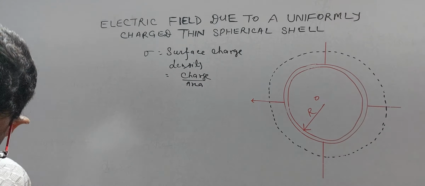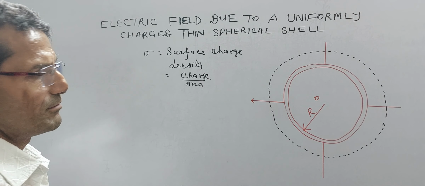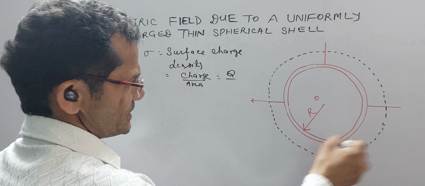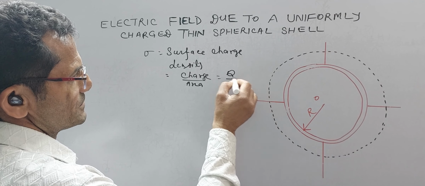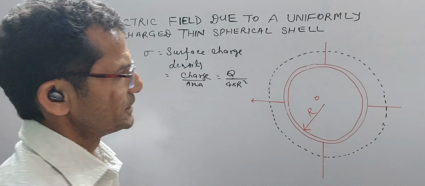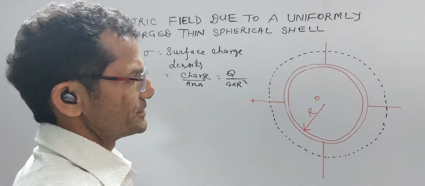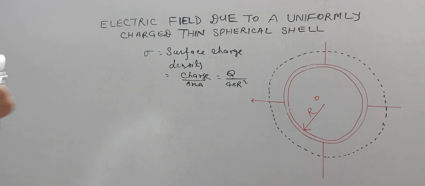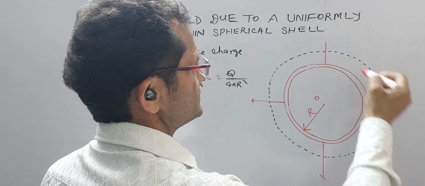So suppose the total charge Q is given to this uniformly charged spherical shell. Its surface area will be 4 pi r square. This will be our formula. Now, since the electric field lines of this charge distribution are radially outwards, these are the electric field lines which go radially outwards.